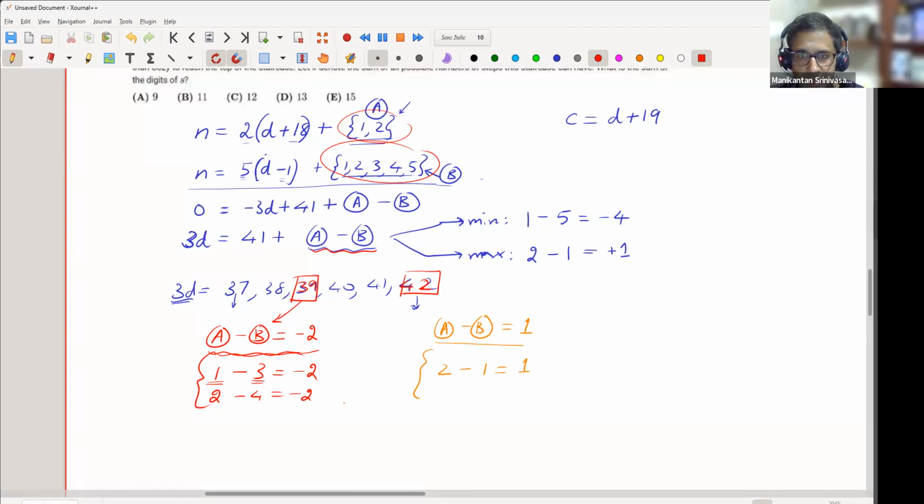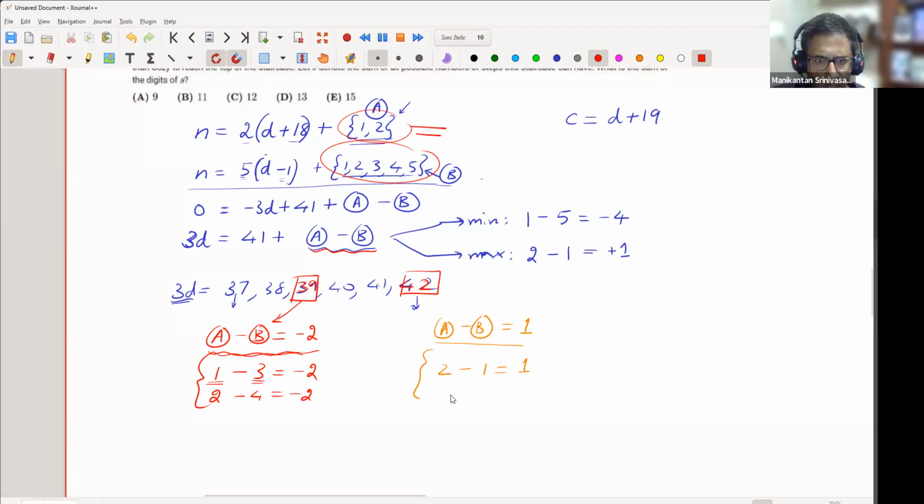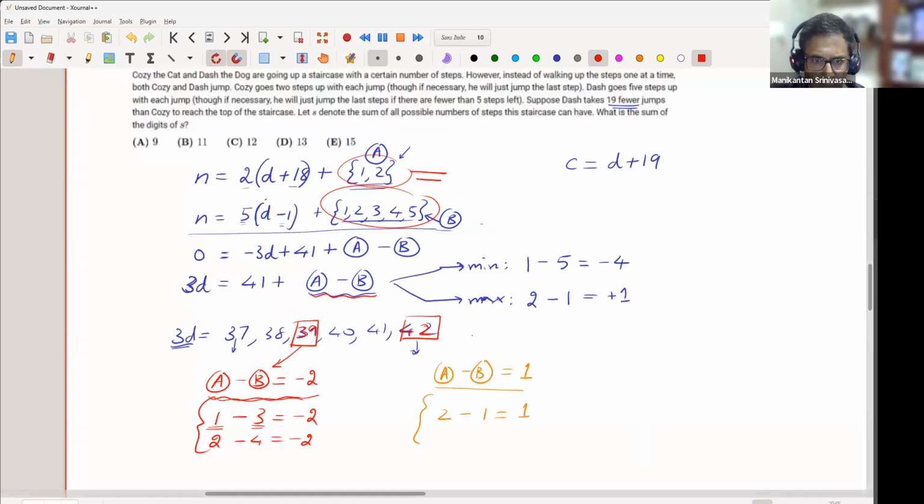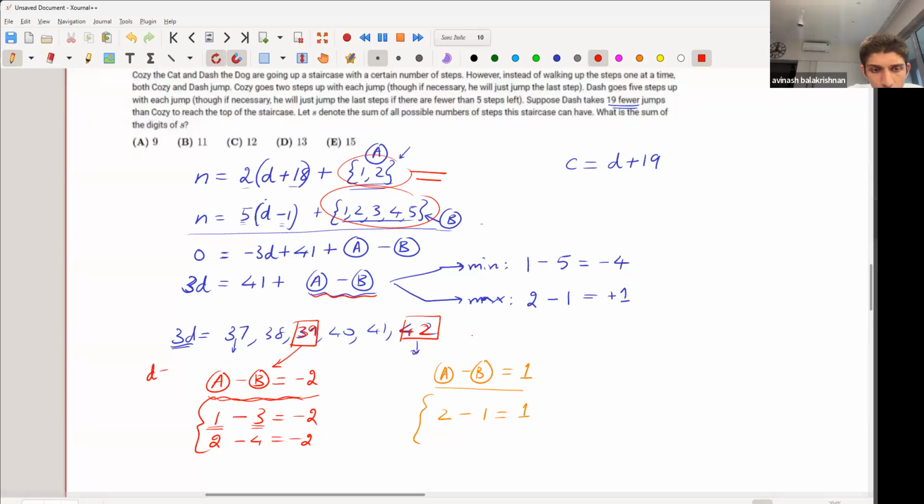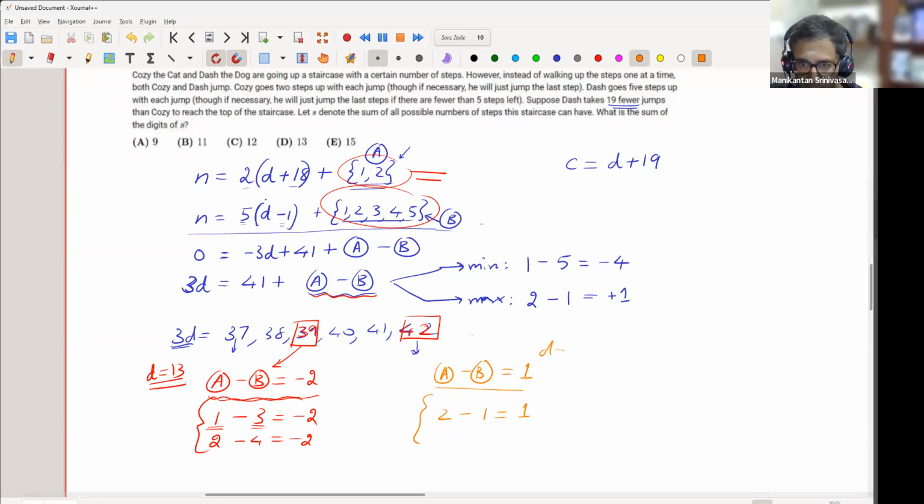So let's translate it here. D equal to how much? In this case D was 13. In the other case D is 14. Correct.